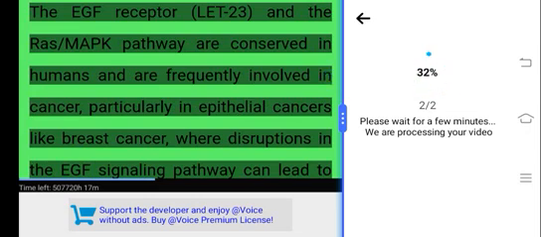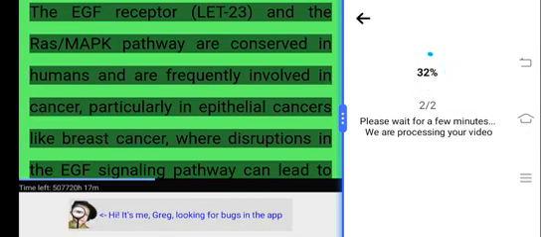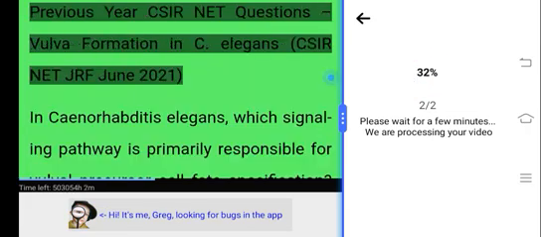The EGF receptor LET-23 and the RAS-MAPK pathway are conserved in humans and are frequently involved in cancer, particularly in epithelial cancers like breast cancer, where disruptions in the EGF signaling pathway can lead to uncontrolled cell proliferation.